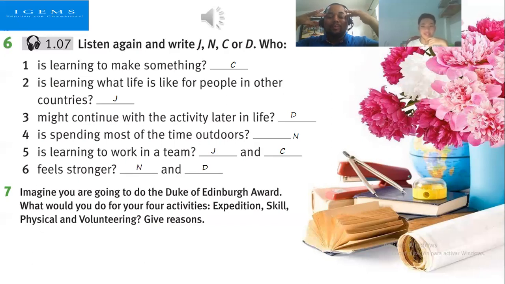We are going to imagine you are going to do the Duke of Edinburgh Award, all right? What would you do for your 4 activities? Expedition, skill, physical, and volunteering. If you can give me some reasons, that's going to be fantastic. Expedition, what would you do?